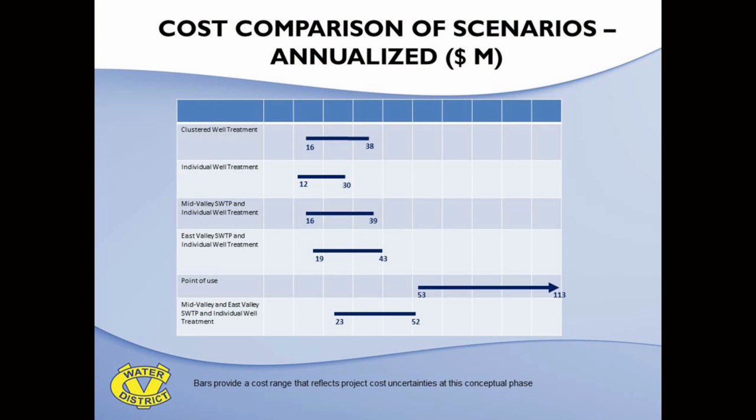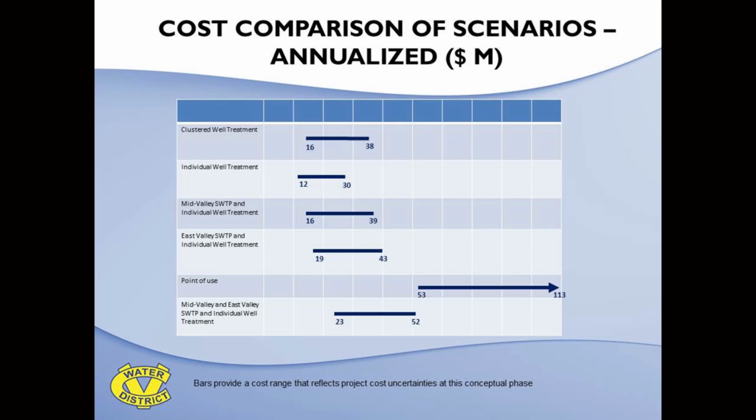And the reason for the wide range here is because we're at the very preliminary stages of this project, and we don't have the exact design details down to narrow in the costs. But probably more importantly is the annualized costs for these options. And this is in $1 million per year. And you can see for the 6 options, they range from $12 million per year. And for point of use treatment, you can see it starts going off the chart.